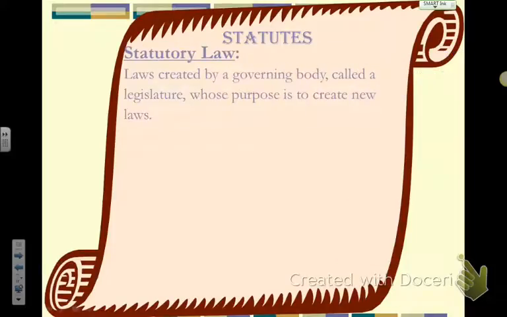Statutes is the next area of law. It's called statutory law. Statutory law has to do with the laws that are created by governing bodies. So when you vote in a senator or an assemblyman or a congressman, they go and they create bills in Congress, and those bills get voted on and the like. Those are called statutes, and that's the area of statutory law.